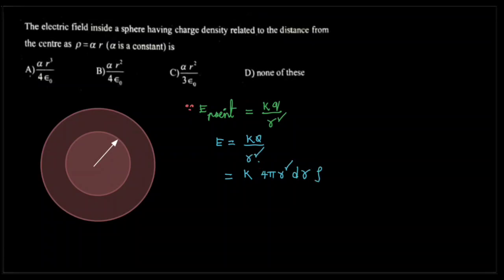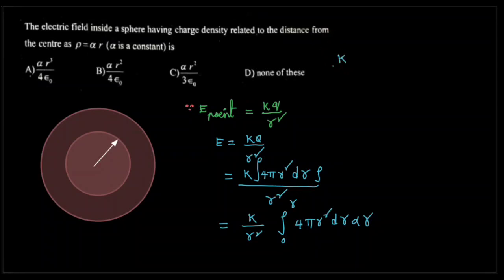And here, to find the total charge we have to integrate it. So therefore, this becomes k by r square into the integral of 4 π r square into dr into this density. This density is given as alpha into r, and now we just have to integrate it from 0 to r. So therefore, what will this be equal to?